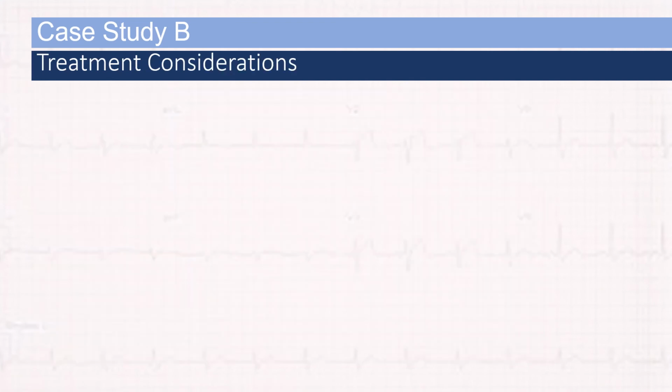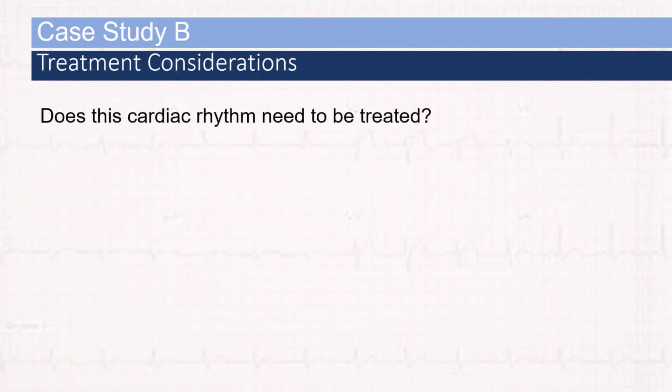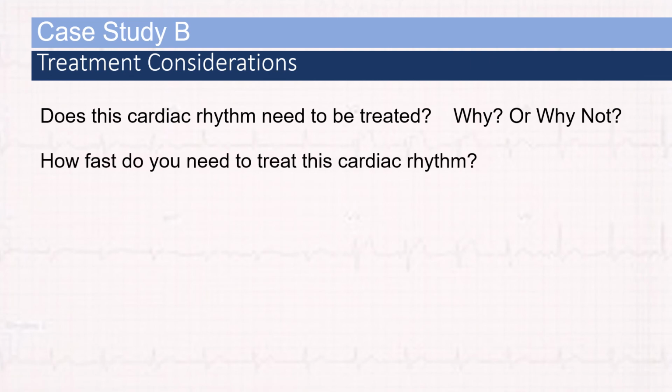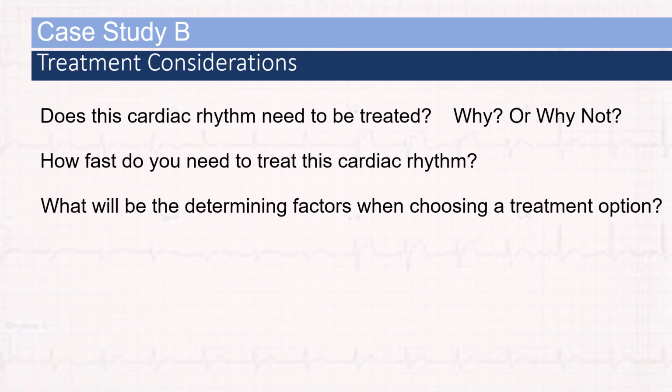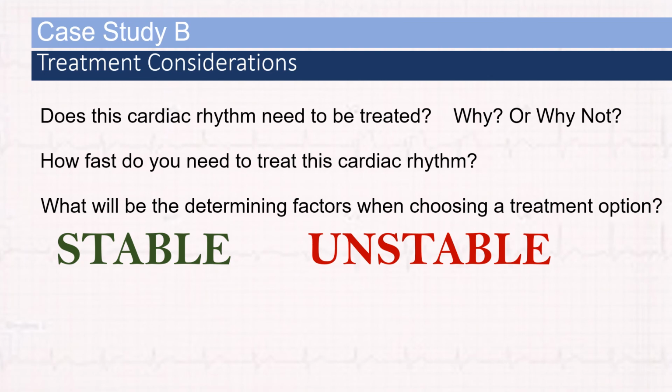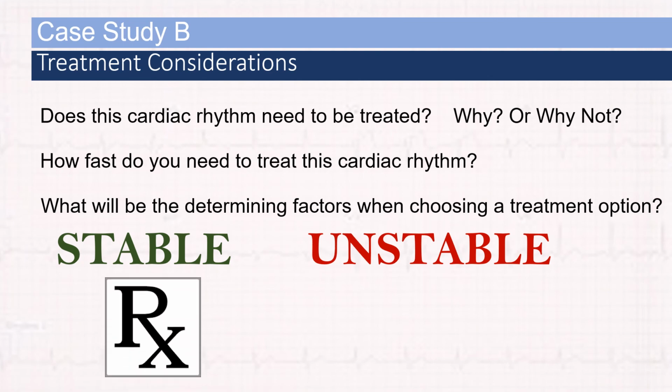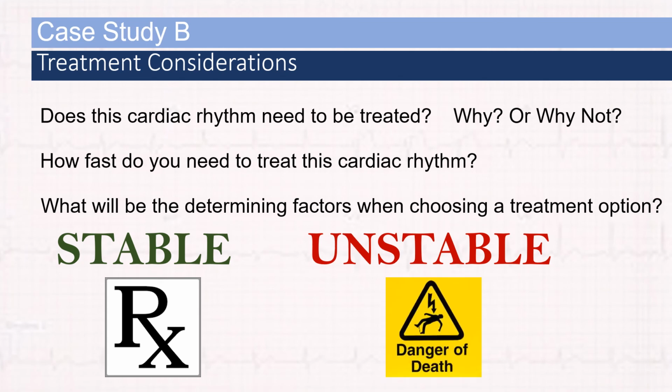Treatment options are beyond the focus of this presentation, so we're not going to go into specific treatment options. But we would like you to consider, does this rhythm need to be treated? Why or why not? How fast do you think you need to treat this cardiac rhythm? What will be the determining factors when choosing a treatment option? Is the patient stable or unstable? Does the patient require no intervention or medication? Or does she require electrical therapy, such as synchronized cardioversion?